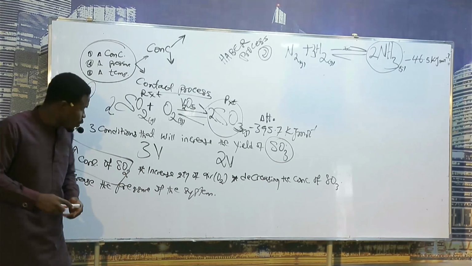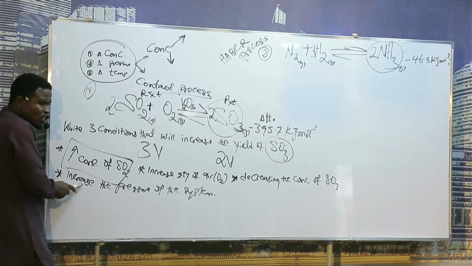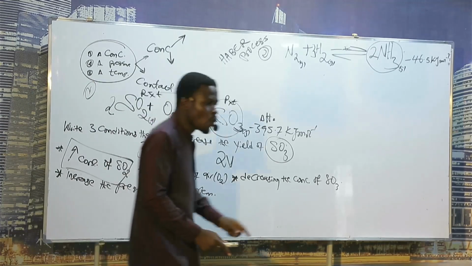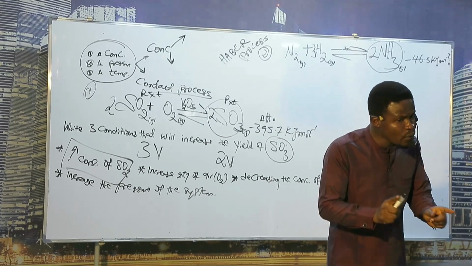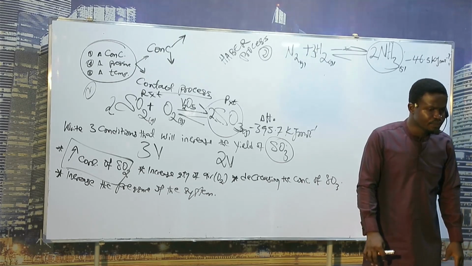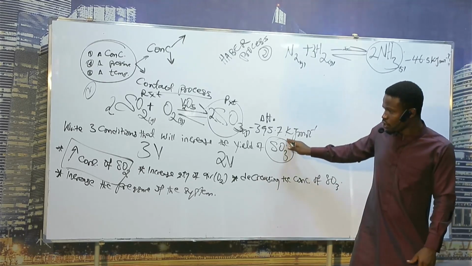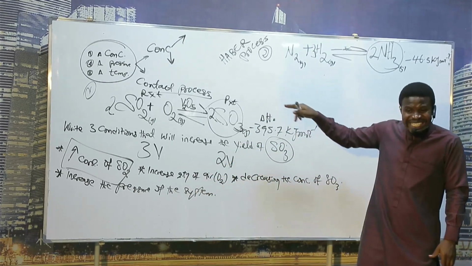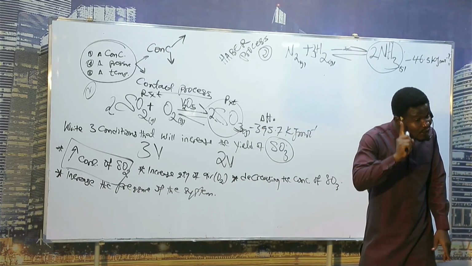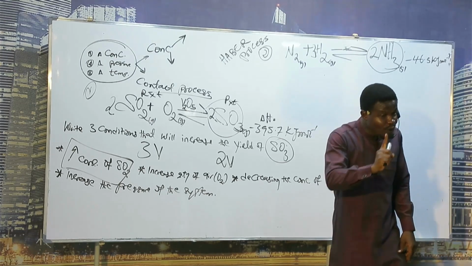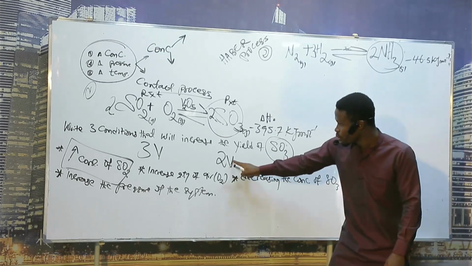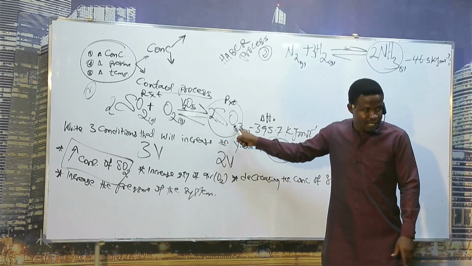Are we together? So if I increase the pressure, it is going to favor the place where there is reduction in volume. Class, where is there a visible reduction in volume? SO3. So if I increase pressure, there will be more yield of SO3. Because pressure favors where there is reduction in volume. And we have 2 and 3 here. So increase in pressure will favor this guy.